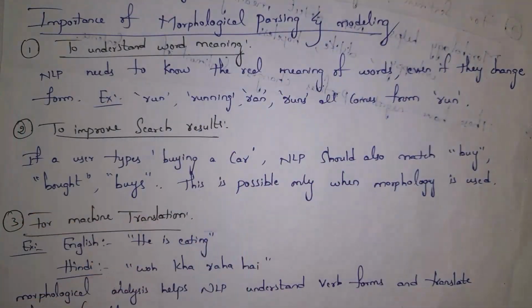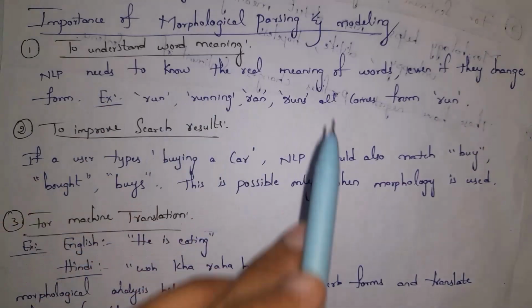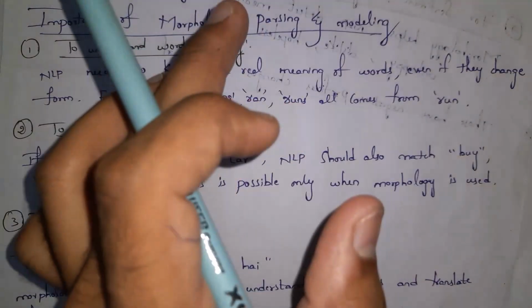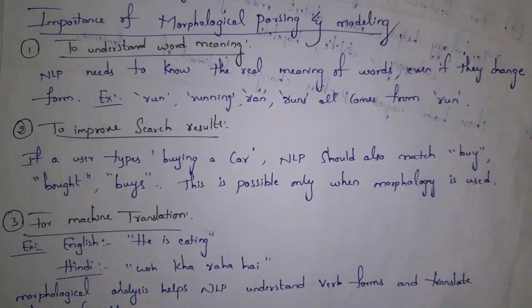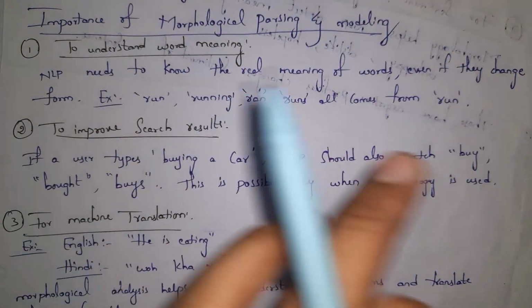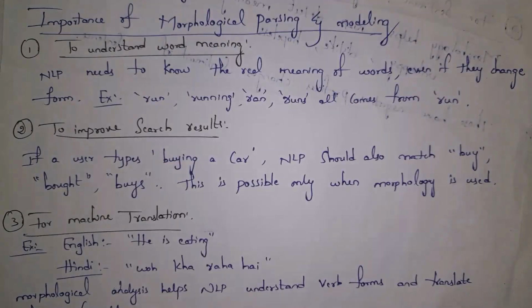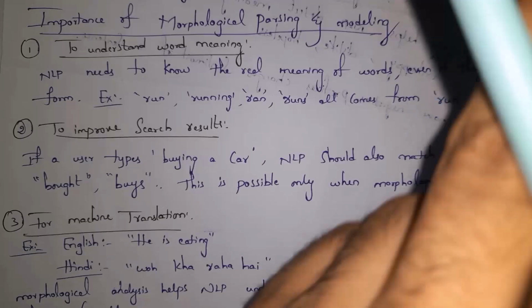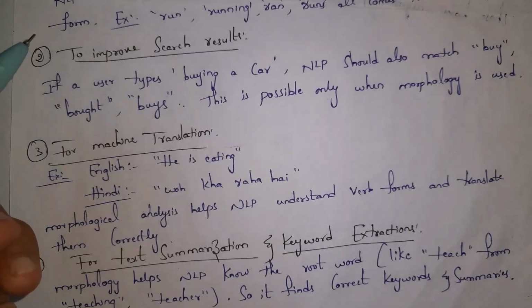For example, for an NLP system, I'll give some words like run, running, ran, and runs. So with the help of morphological parsing and modeling, the NLP system will understand that all these words belong to run. So even if we change word forms, the NLP system will know the real meaning of those words with the help of morphological parsing and modeling. And the second one is to improve search results.